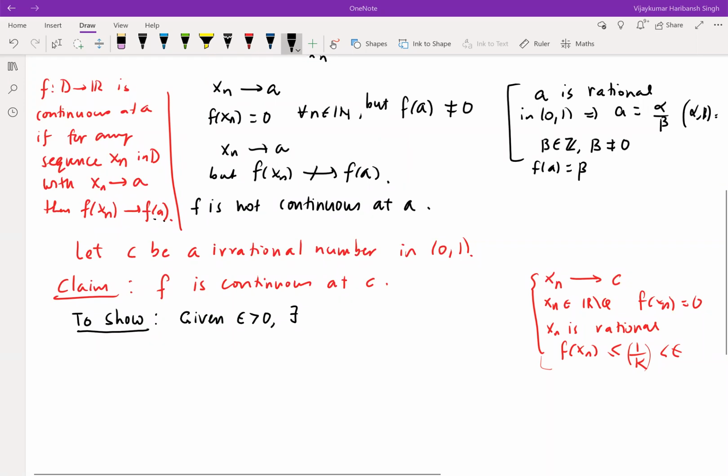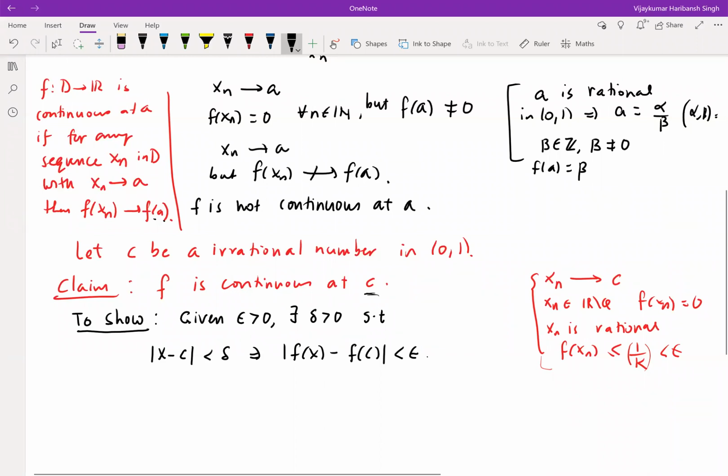Given epsilon greater than 0, there exists delta greater than 0 such that mod of x minus c less than delta implies mod of f of x minus f of c is less than epsilon. Okay, so this is what I want to show for the continuity at c.